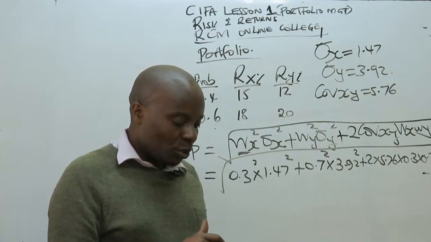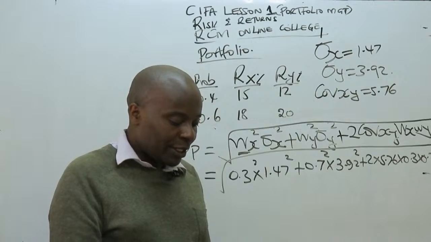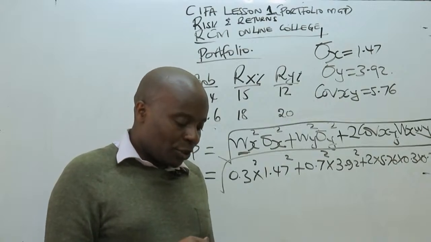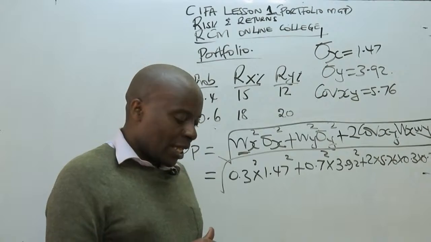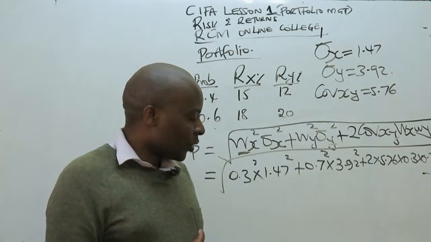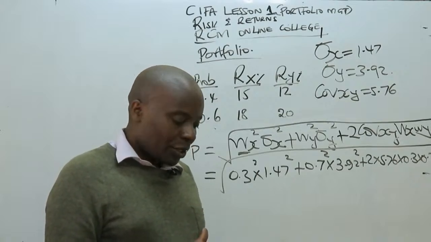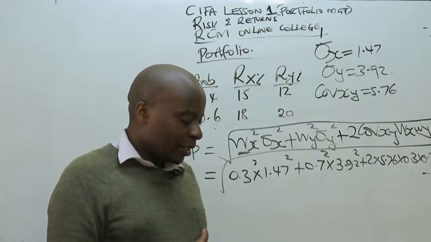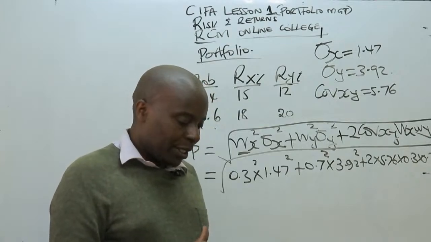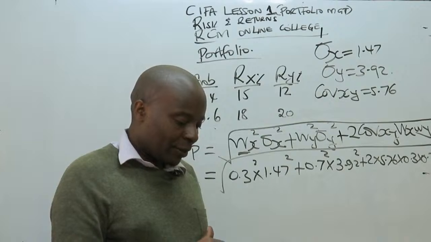I think we just have to go back and work on this step by step, because I can see it's a limited calculator. First of all, 0.3 squared times 1.47 squared plus 0.7 squared times 3.92 squared equals, plus 2 times 5. That's a problem, but we shall overcome.